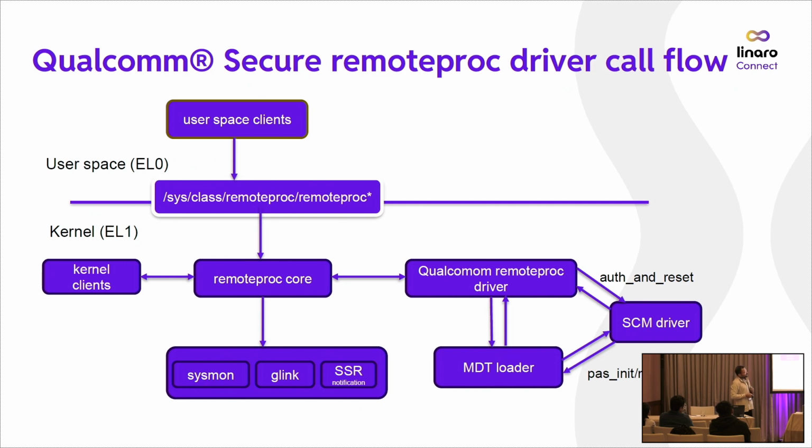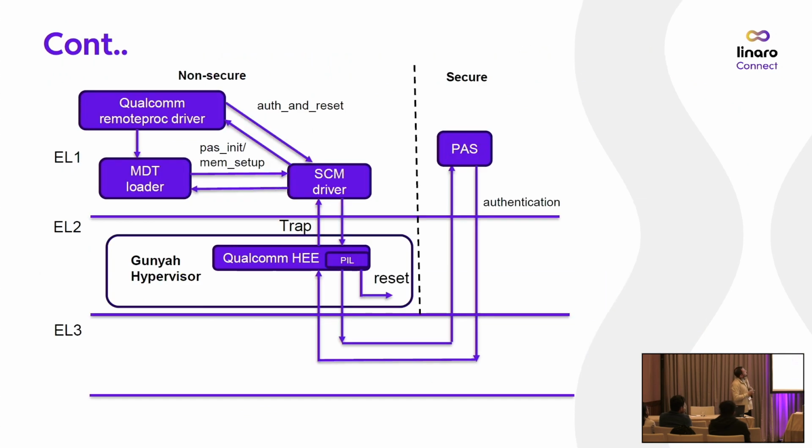call TZ calls. It will make some secure calls to the SCM driver, as I said, the secure channel manager, which makes the secure calls that can land either in EL2 or EL3. So these are the first two calls, PAS init and mem setup. Then it will land here, the same calls.